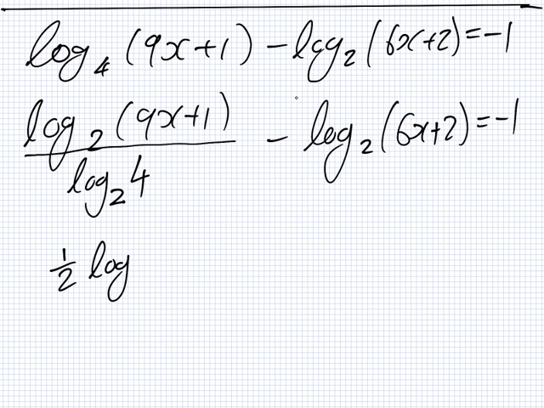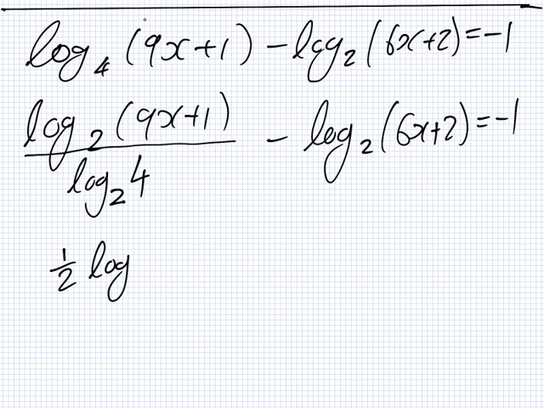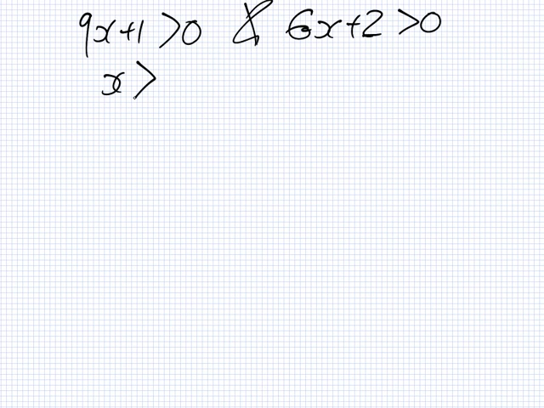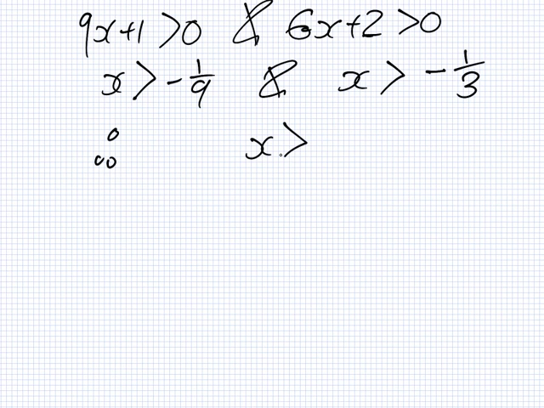Actually, the very first thing I should have said is when are they defined? So let me just do that on the side. I need 9x plus 1 to be positive and 6x plus 2 to be positive. So x must be bigger than minus 1 over 9 and x must be bigger than minus 1 over 3. Therefore, x must be bigger than... What's the only way both could be true?